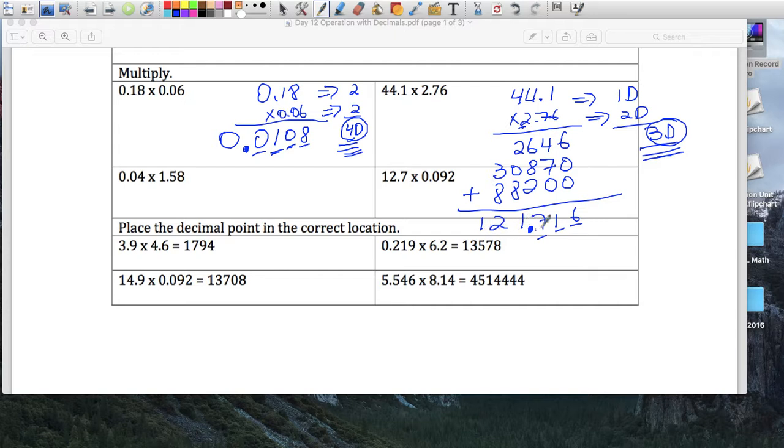So the answer is 121.716, which sort of makes sense because this is about what? About 40, and this is about 3, so 3 times 40 is about 120, and that's what our answer is close to.